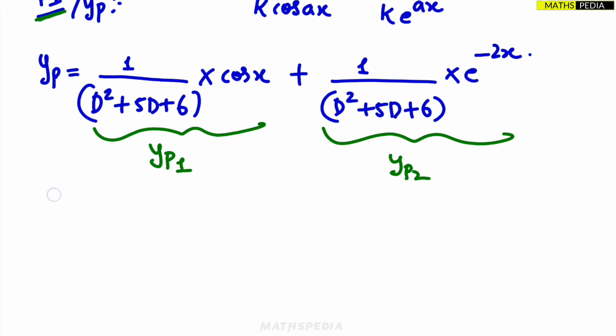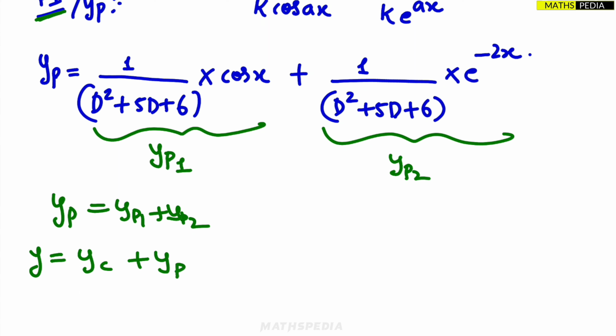Yp2. So later, at last, what are we going to do? Yp is equal to yp1 plus yp2, right? At last the solution should be y is equal to yc plus yp, where yc is the complementary function which we have already calculated. Yp is the particular integral, that is nothing but yp1 plus yp2. This is what we are going to do.